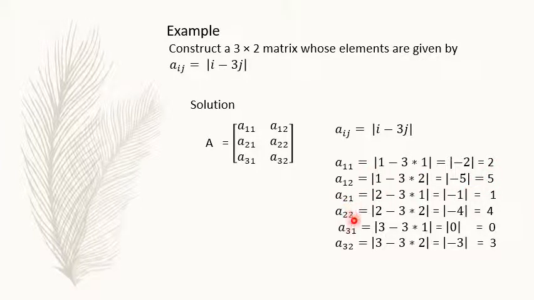Similarly, A21, A22, A31, A32 we can calculate, and the numbers are like this. So when we substitute these values in this matrix, we will get the matrix like this. So this is the 3 by 2 matrix whose general form is Aij equal to modulus of i minus 3j. So similarly, when the order and the general form are given, we can write the matrix.